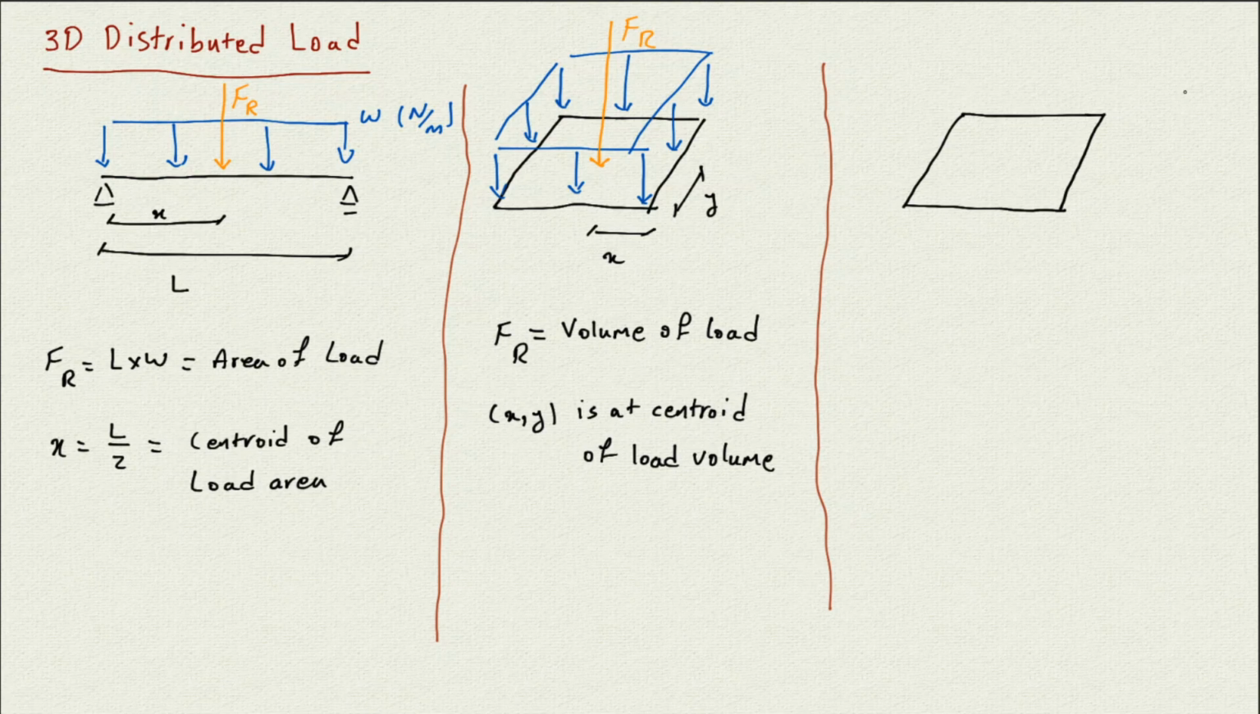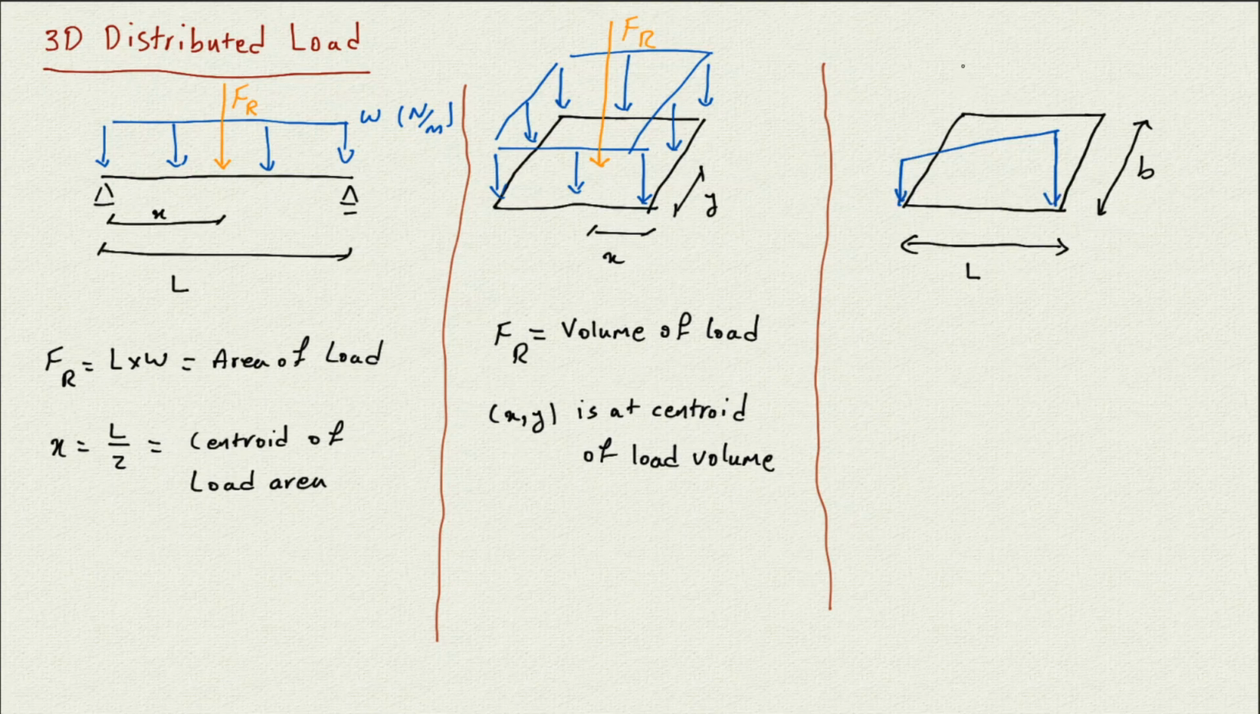So for example, here assume that this one is going to be the L, and this one is going to be B. Assume that the distributed load is changing along the L, but it's not changing along the B. So for example, it starts from here and then increases to some value here. So it starts but increases.